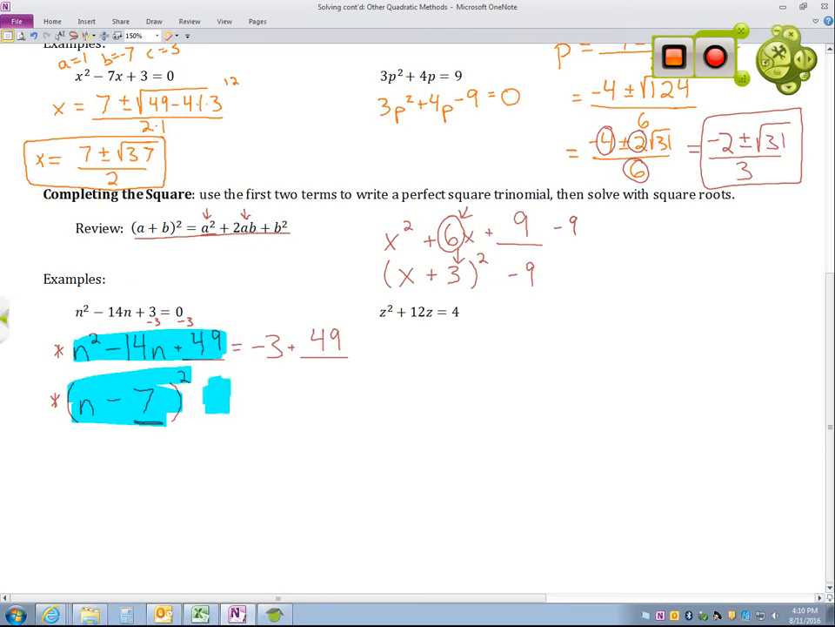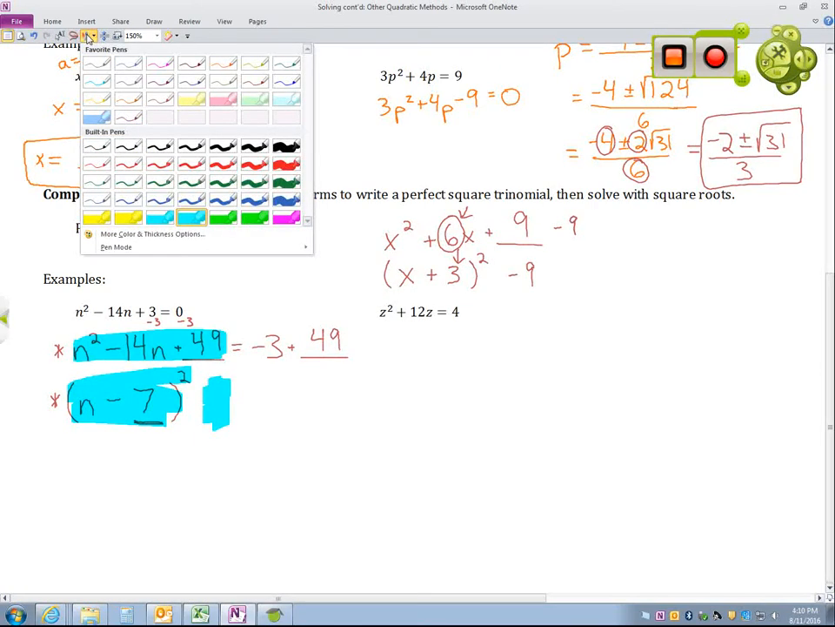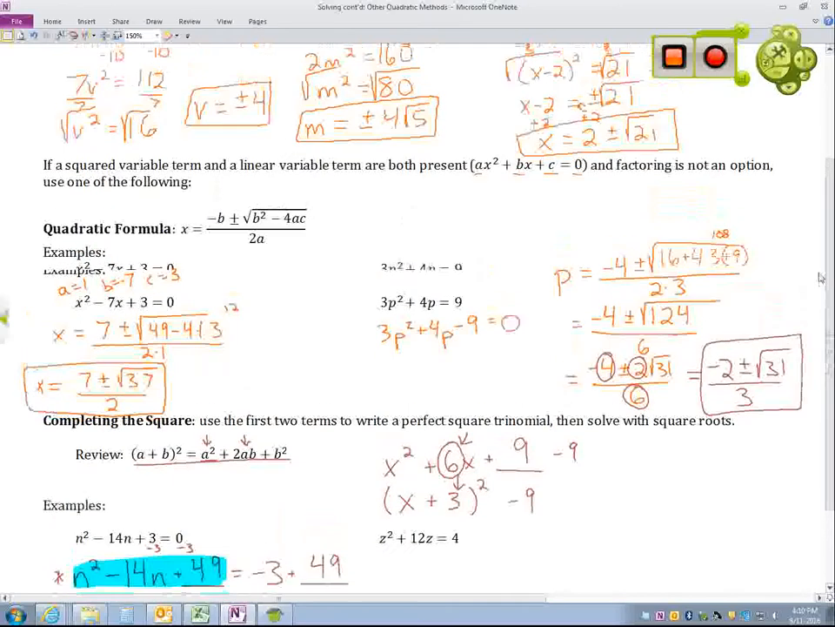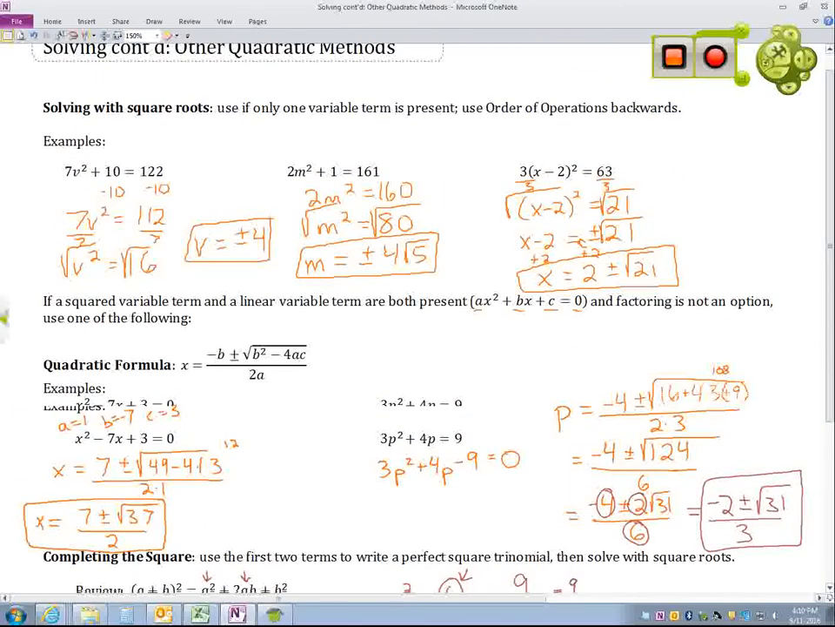So don't write another plus 49 here. It's not there. The plus 49 has been sucked up into the n minus 7 squared. So we have equals, and then over on the right side, negative 3 plus 49. We do have a 46 left there. So now we have a form that, if you go back and look at the top, looks like one of these where we solved with square roots. In other words, order of operations backwards. In fact, it looks like this third one more.